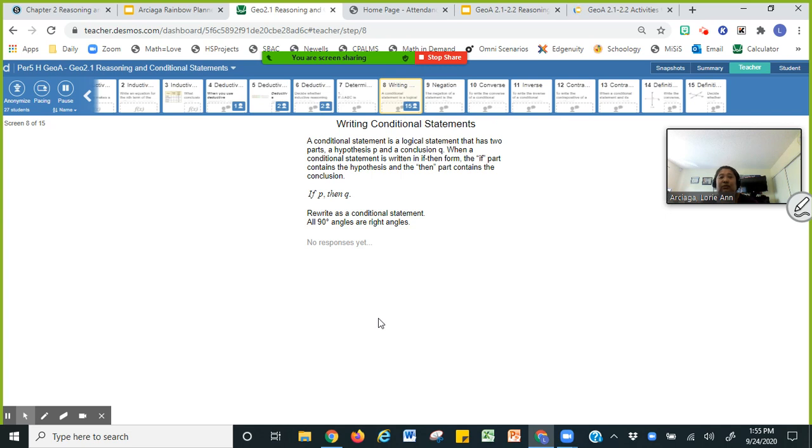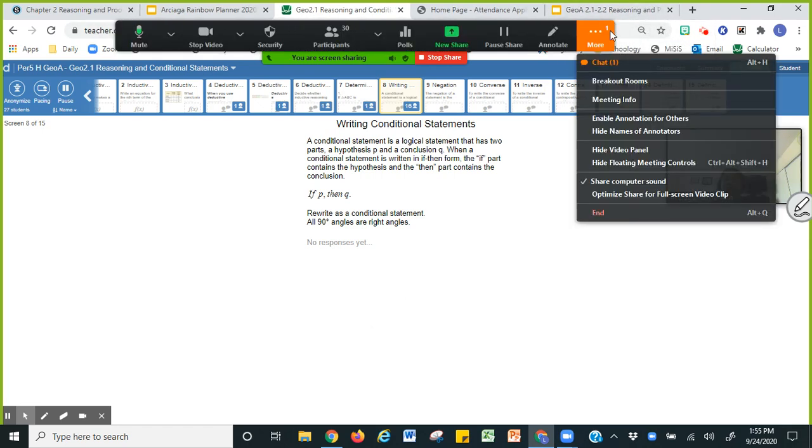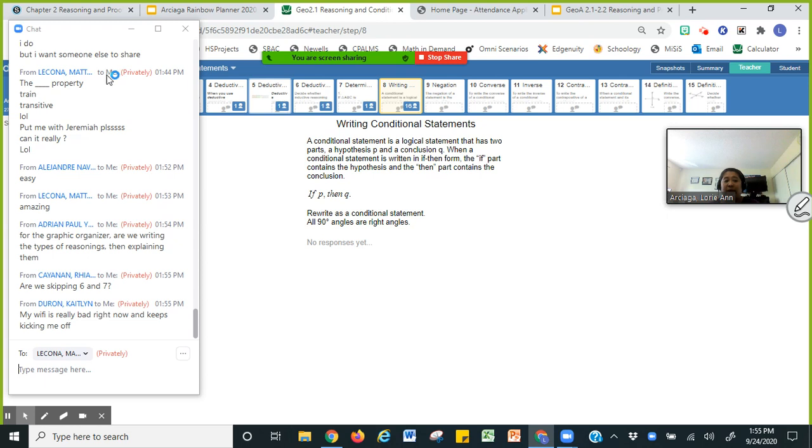So we are now going to rewrite the regular sentence: all 90-degree angles are right angles. And maybe you're wondering how to start. So remember, definitions are two-way conditionals.